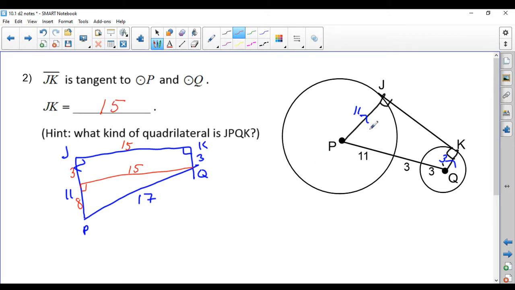Again, the hints are draw in a radius to any important point. Remember, every radius of a circle is congruent. And sometimes it's helpful to draw the figure outside of the circles once you have as much labeled as you can.